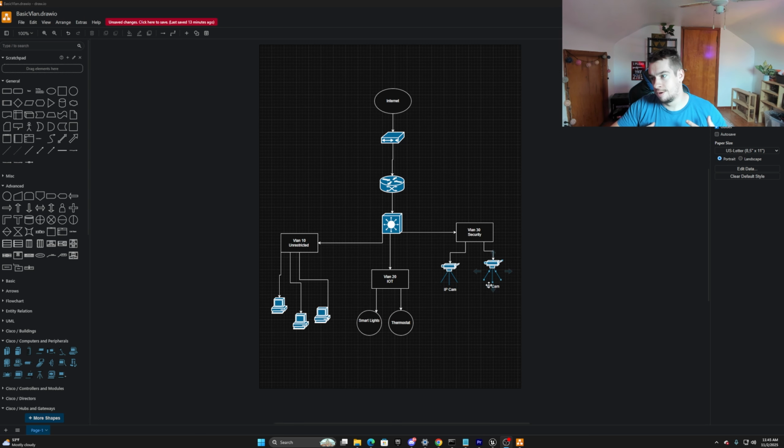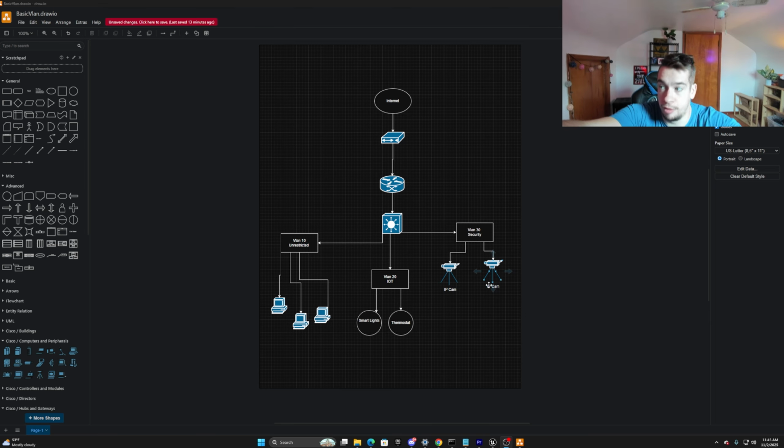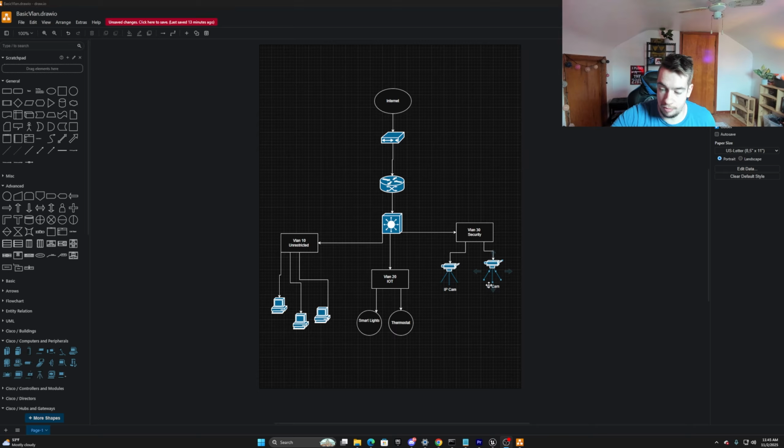We don't like being filmed to begin with, so we also don't want other people seeing the film. We just have these security cameras for safety, right? Someone robs us, we can go look, see what happened, and so on and so forth. So yeah, that's why we segment out these networks.